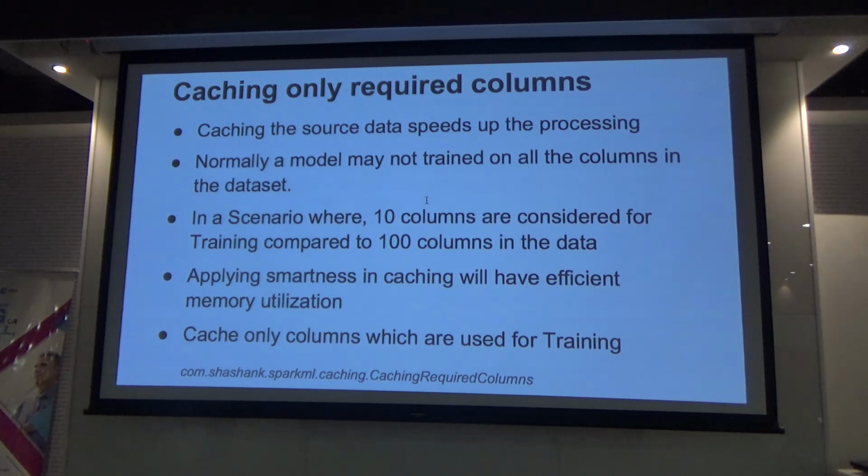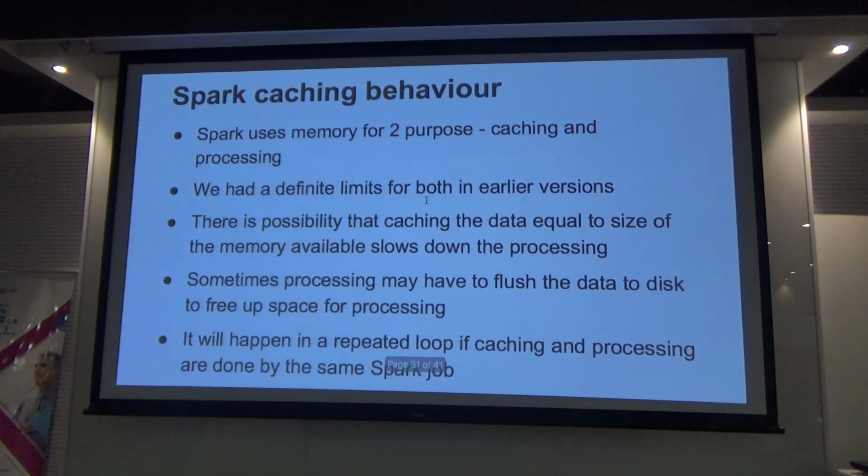But we are not covering it in this session. I'll talk to you offline. So that's one of the optimizations, which is a small thing, but it has a big impact when you are working with big data. You can cache only the required columns, which will reduce the amount of memory consumed.